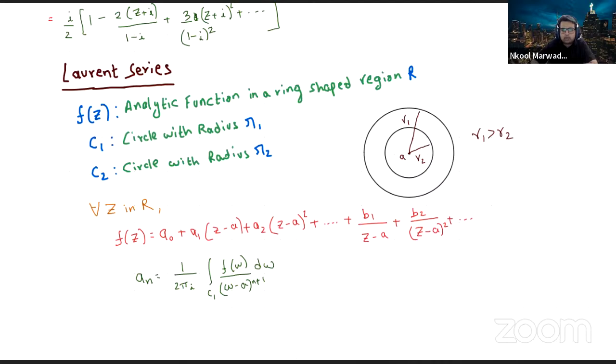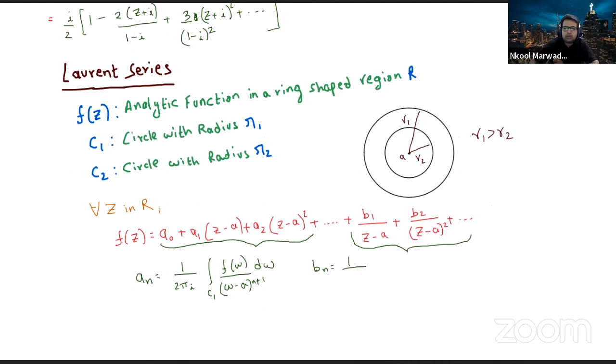And here bn is equal to 1 upon... Because in the Laurent formula, this series exhibits two patterns. One is this pattern, and one is this pattern. Both are different. So an is the nth term for the first pattern, and bn is the nth term for the second pattern.